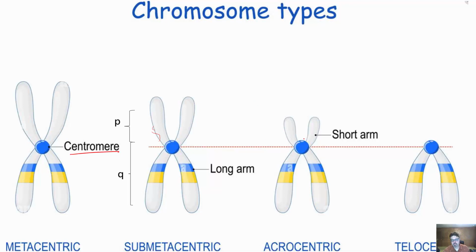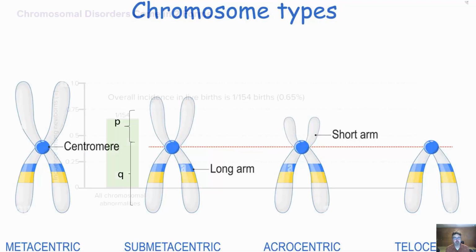An acrocentric, as we can see, has the centromere towards the end. So in the acrocentric, we have a much shorter P arm and a much longer Q arm. And then last but not least, we can have this telocentric chromosome, where the centromere is literally at the telomere spot. Where the telomeres would be, we actually see the centromere here. So that's a telocentric chromosome.